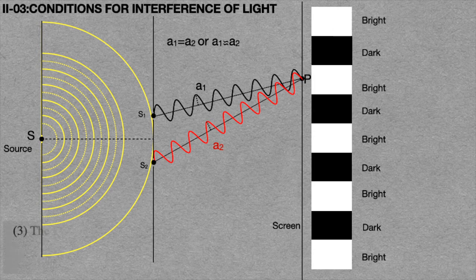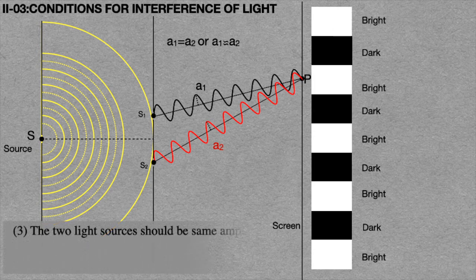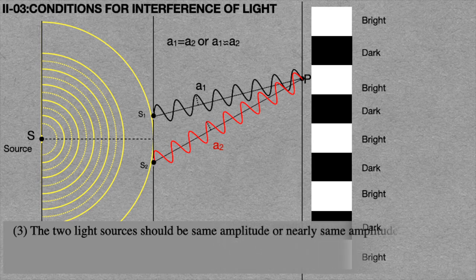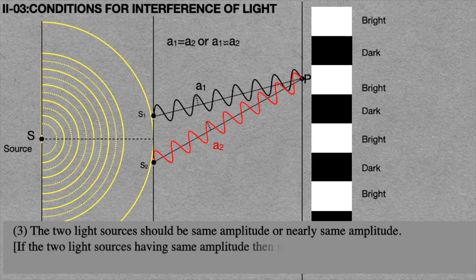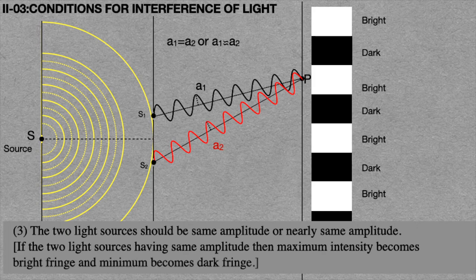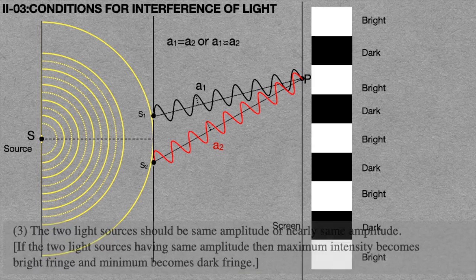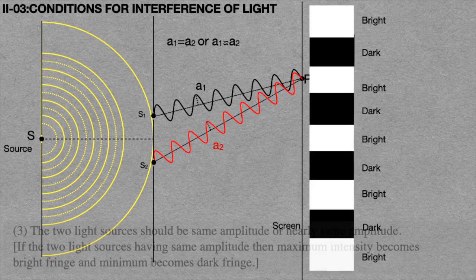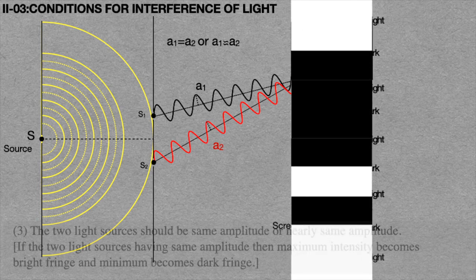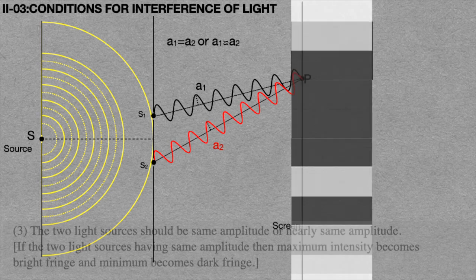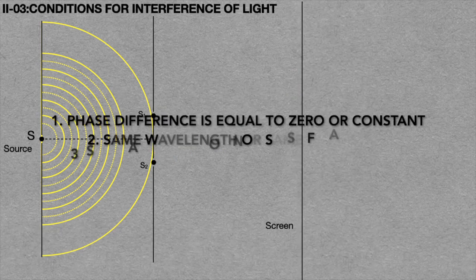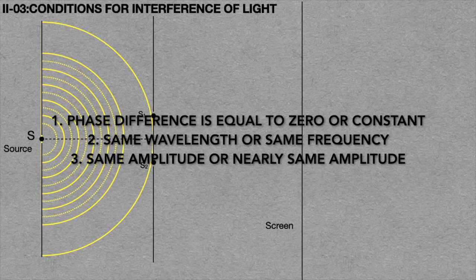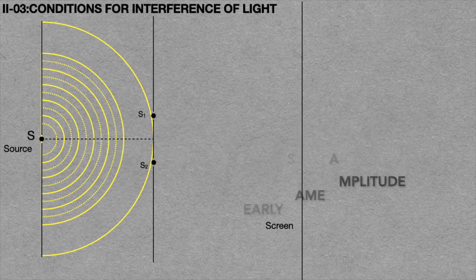That means the two light sources should emit the same amplitude or nearly the same amplitude. If the two light sources have the same amplitude, then maximum intensity becomes the bright fringe and minimum becomes the dark fringe. In case the two sources do not have the same or nearly the same amplitude, then no stable interference pattern is formed on the screen. Then the sustained interference pattern is not possible. If these two sources satisfy the above three conditions, then these two sources are said to be coherent.